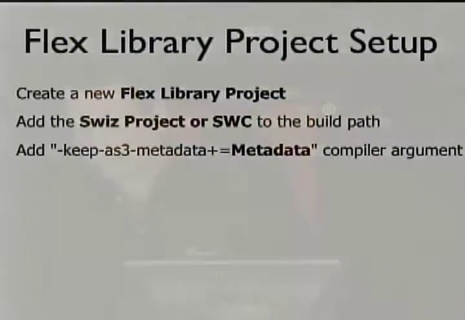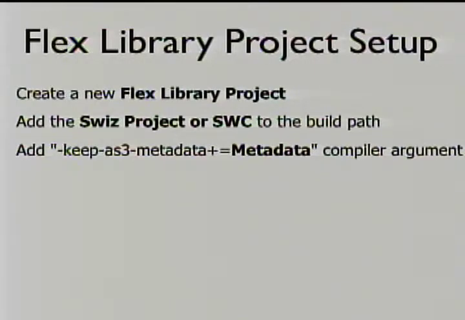So, how to build your own metadata processor. I'm actually going to end up building a really simple one called random. Basically, anytime you put random metadata above a property that's a number, whenever it finds that, it's going to set that number to a random number. So it's fairly simple. First thing is to get your Flex library project set up.